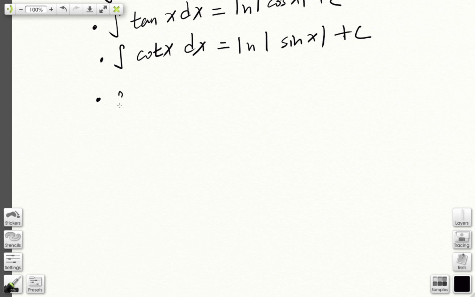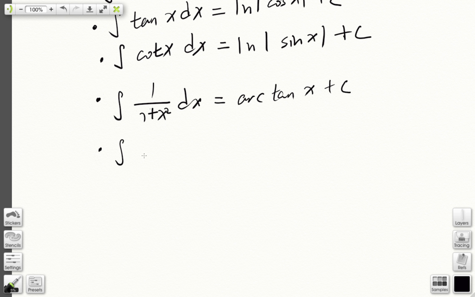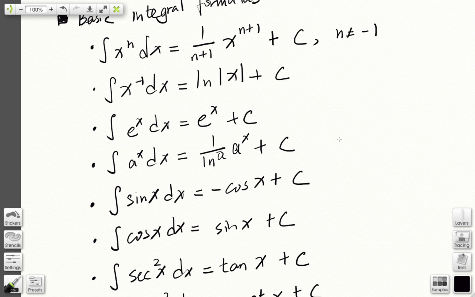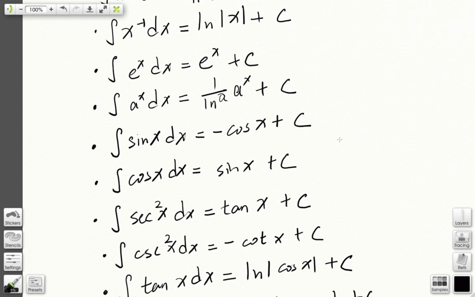And also the integral of 1 over 1 plus x squared dx equals arctangent of x plus c. And the integral of 1 over the square root of 1 minus x squared dx equals arcsine of x plus c. Okay, so that's pretty much some basic integral formulas that we use pretty often.